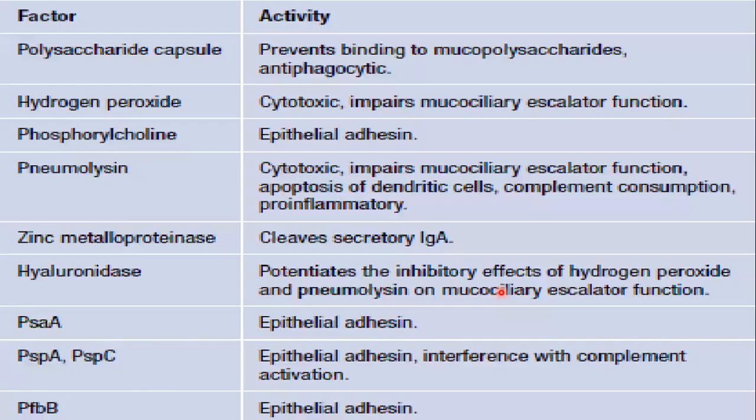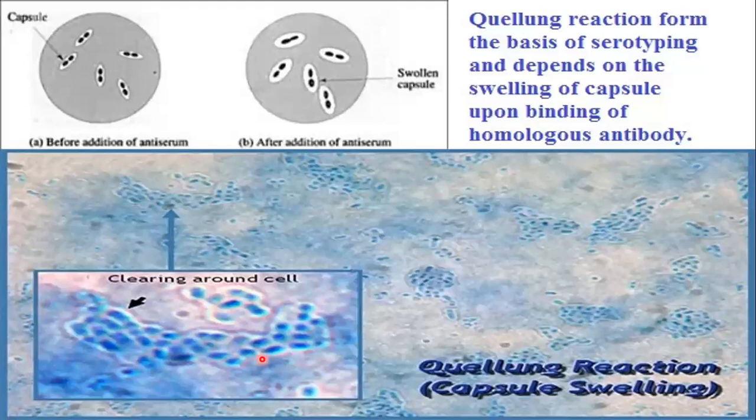Candle jar there, and these are the different virulence factors of your Streptococcus pneumoniae, meaning these are the factors which are responsible for the disease process caused by your Streptococcus pneumoniae. So you have to memorize this. Particularly, we have the pneumolysin, which causes the beta hemolysis, and some other factors that you need to memorize.